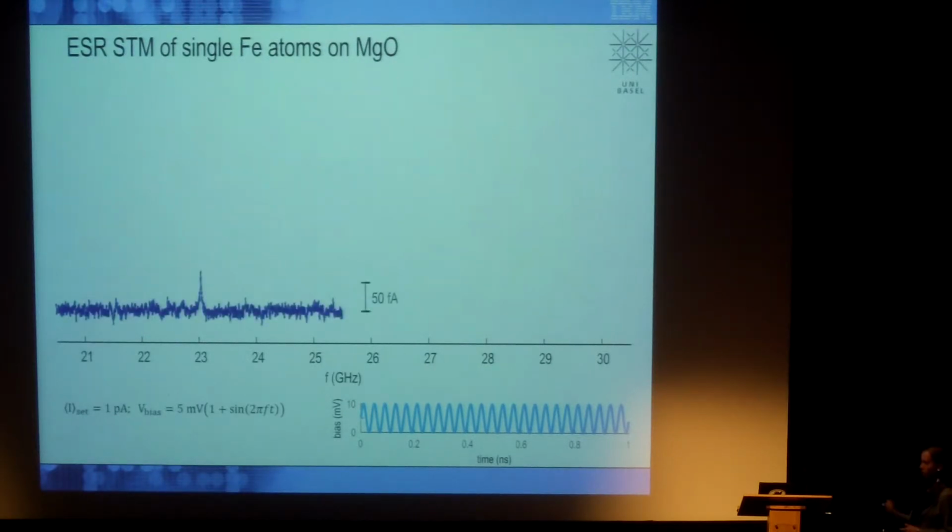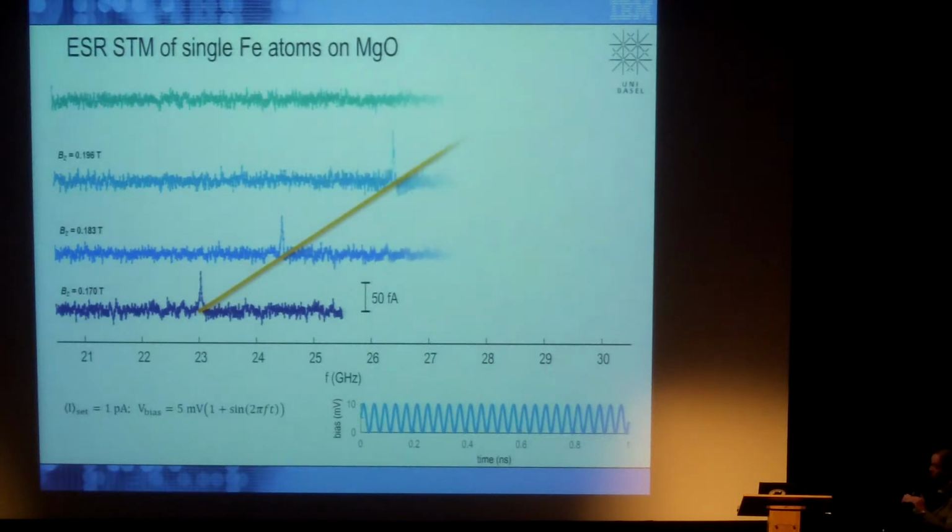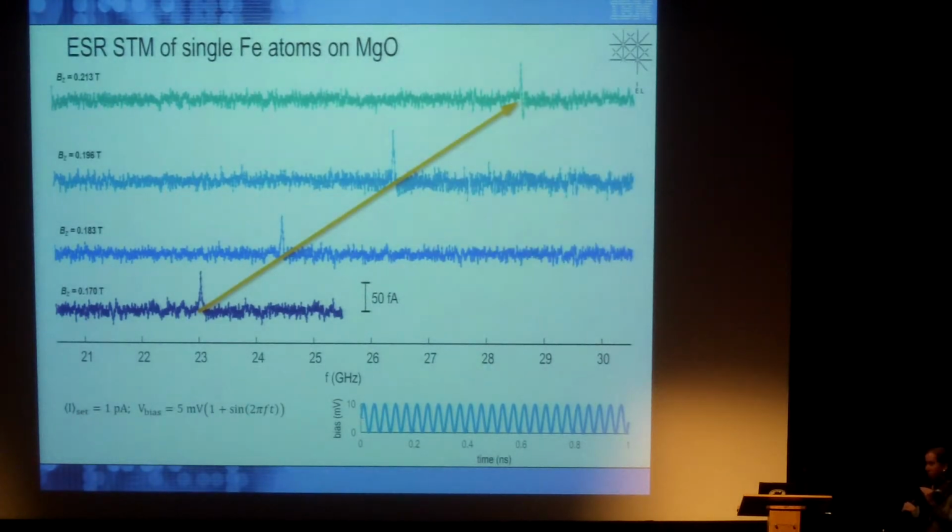And this is how a trace looks, where we have a clear spike around 23 gigahertz at this magnetic field. Now, to show that this is really the signal from a transition that we can drive, we can just change the magnetic field, and as we change the magnetic field, the splitting should become larger, and this peak should move in frequency. I want to point out really quickly that the signal is really small. It's only 50 femtoamps, so it's a little bit of a challenge to actually detect it.